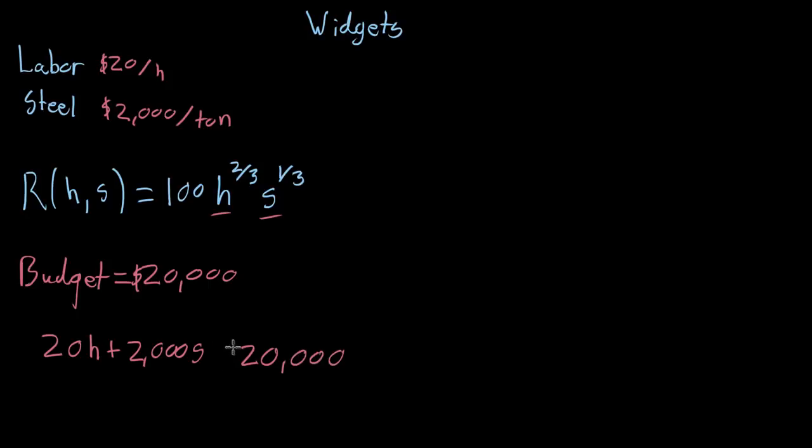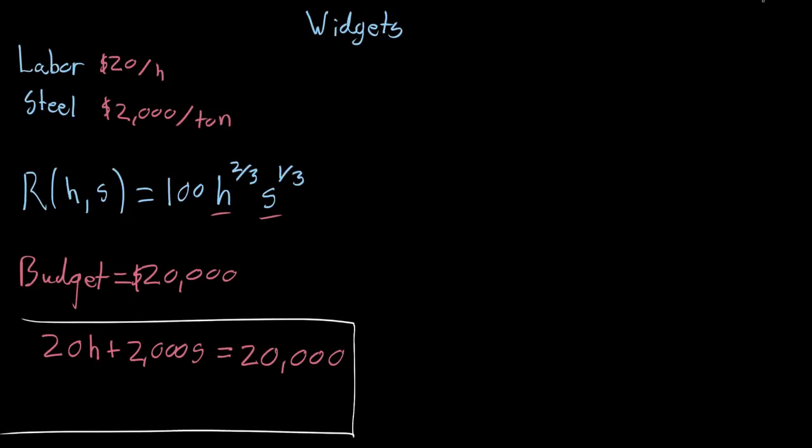I mean, you could say less than, right? You could say you're not willing to go any more than that. But intuitively and in reality, it's going to be the case that in order to maximize your revenues, you should squeeze every dollar that you have available and actually hit this constraint. So this right here is the constraint of our problem. And let's go ahead and give the function that we're dealing with a name. I'm going to call it g of h, s, which is going to be that guy.